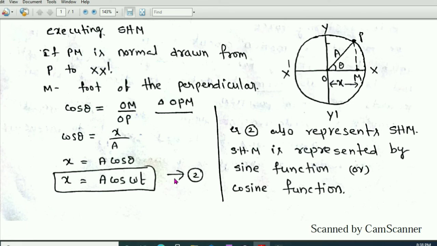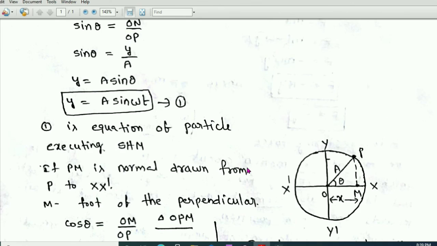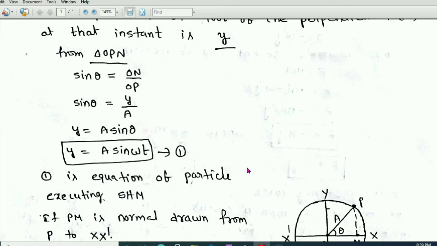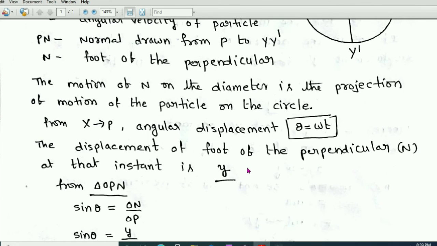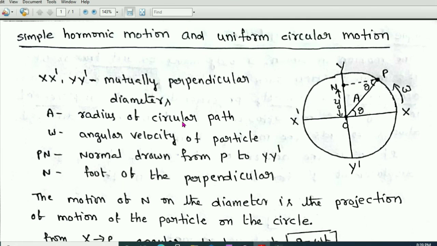Now both equation number 1 and equation number 2 represent the displacement of a particle executing simple harmonic motion. That means both the sine function and the cosine function represent simple harmonic motion. So this is about the relation between uniform circular motion and simple harmonic motion, and the expressions for the displacement of simple harmonic motion.